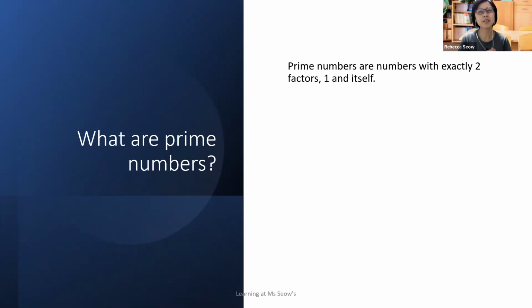Now, prime numbers, again, refer to numbers with exactly two factors. So let me just give you some examples so that it can make better sense to you. For example, if we look at the number 2, okay, 2 is 1 times 2, right? Now, can you think of other numbers, other factors that multiply to give you 2? None, right? So if there are none, now let's see. Is 2 a prime number?